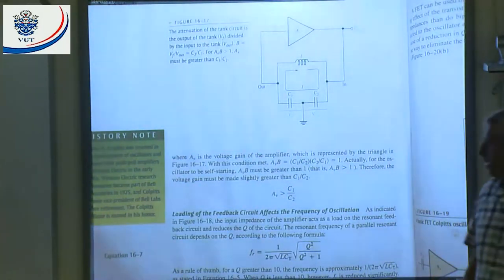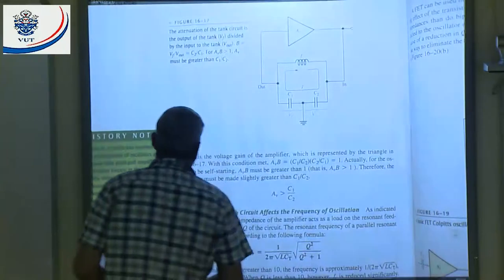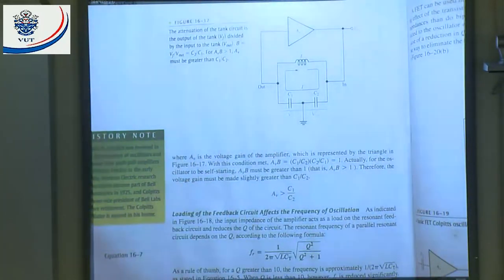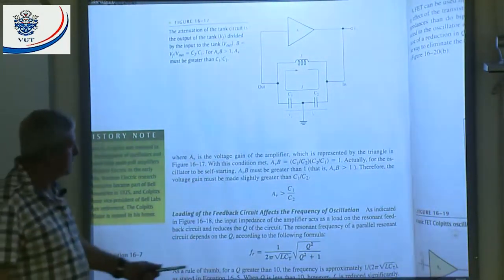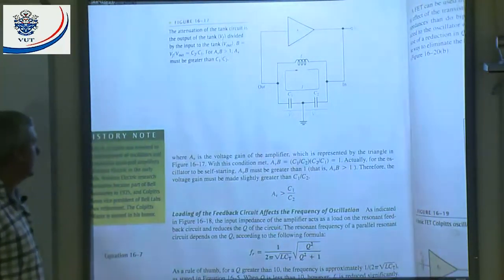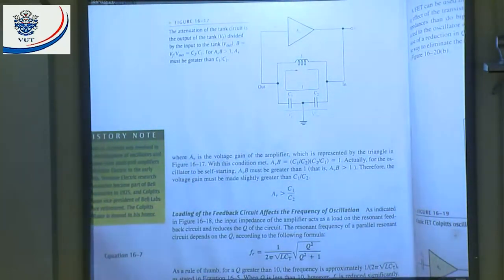Now we're going to talk about loading effect on the feedback circuit. They say it will also affect the frequency of an oscillation. And that will also be determined by my Q factor. If I've got a Q factor larger than 10, my frequency is basically going to stay the same. But if my Q factor is smaller than 10, then it will have an effect on my resonant frequency.